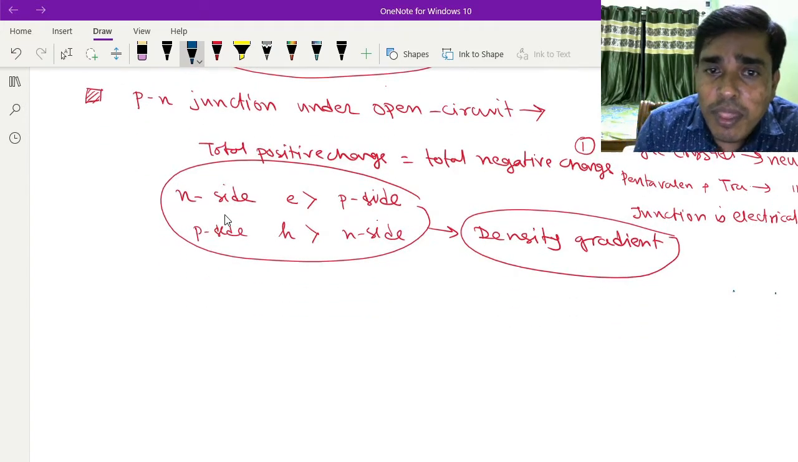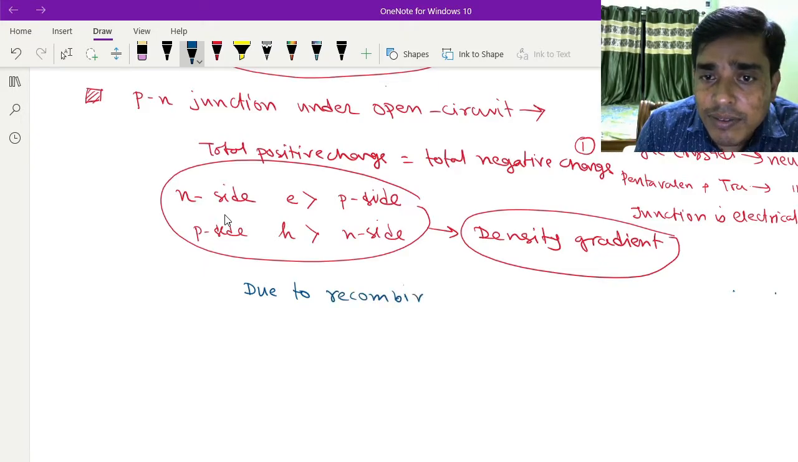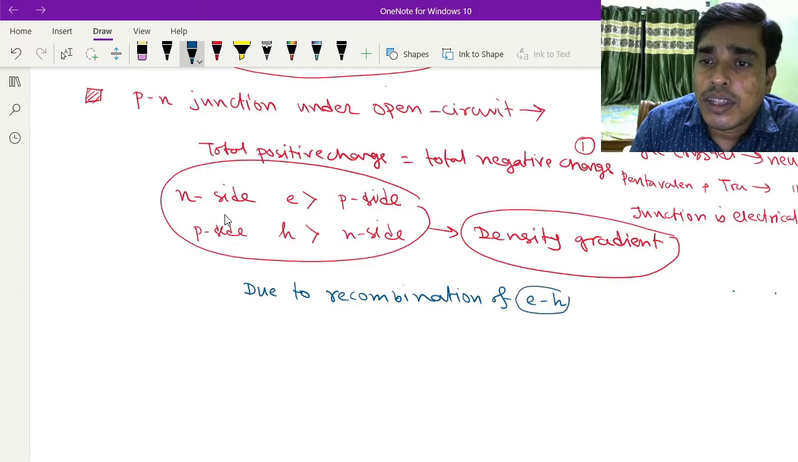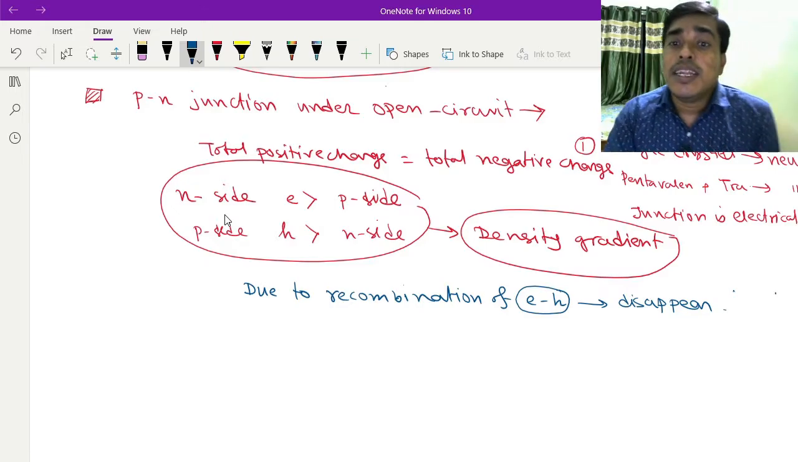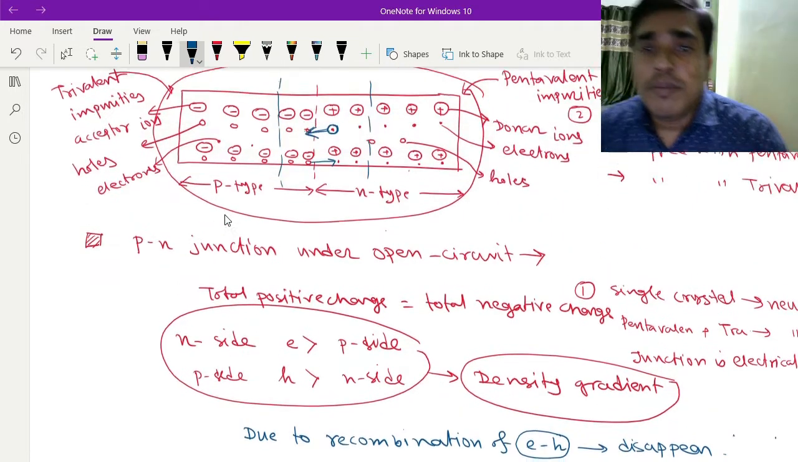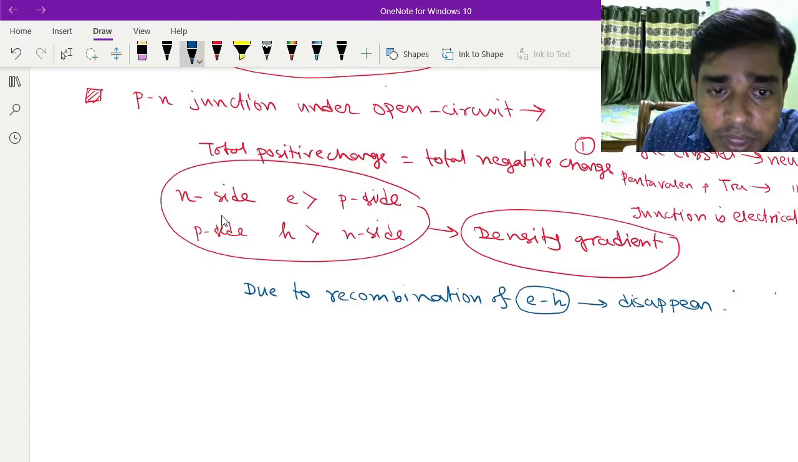The next step is due to recombination of electrons and holes. This pair will disappear. So what will be the picture?